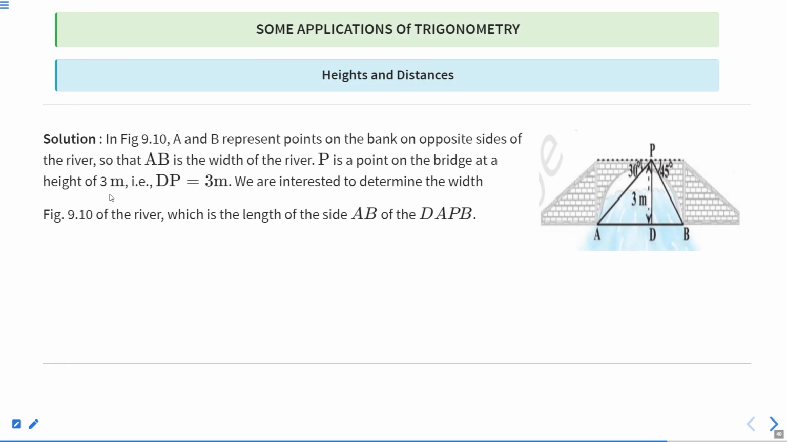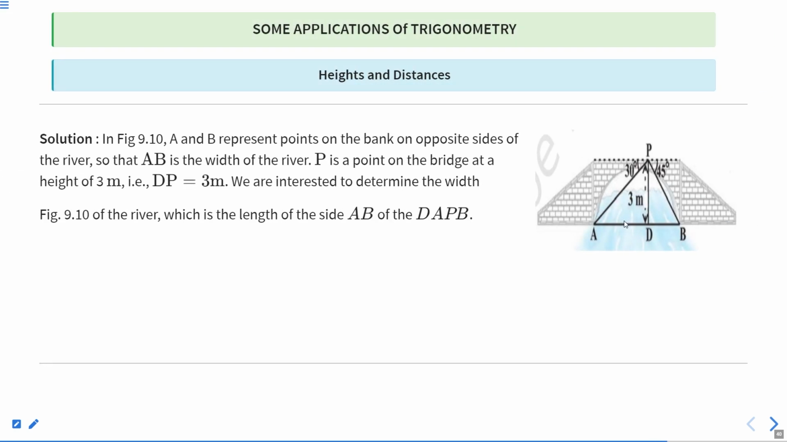Okay, so here you can see this figure. In this figure 9.10, A and B represent points on the bank on opposite sides of the river, so that AB is the width of the river, and P is a point on the bridge at a height of 3 meters. Okay, that is PD is equal to 3 meter, and we are interested to determine the width AB. Okay, so we are interested to find the width of the river, which is the length of the side AB of the triangle APB.